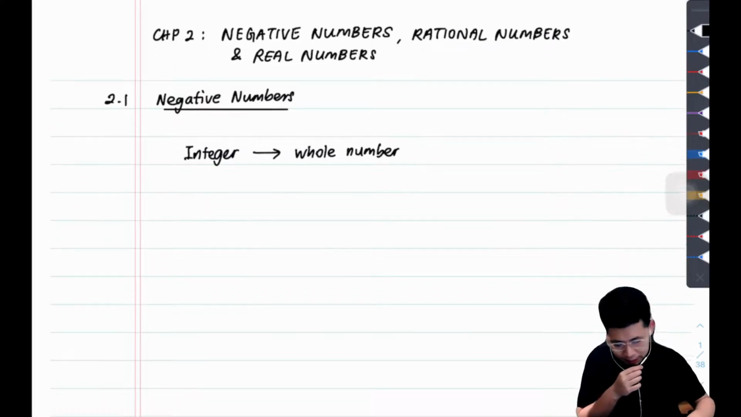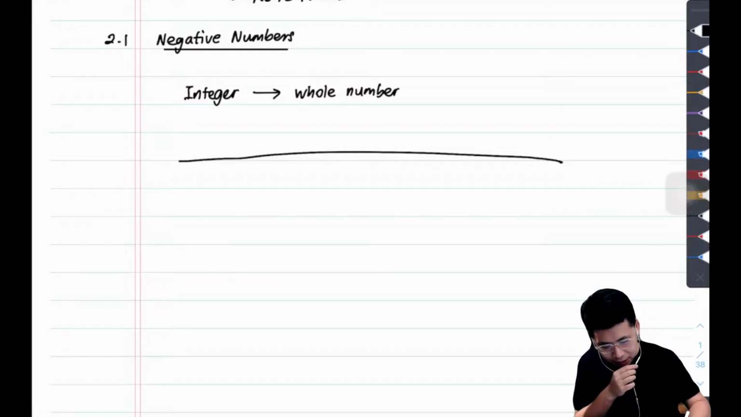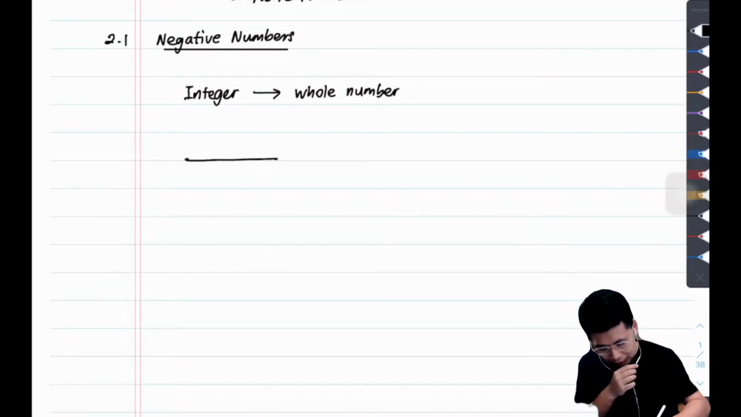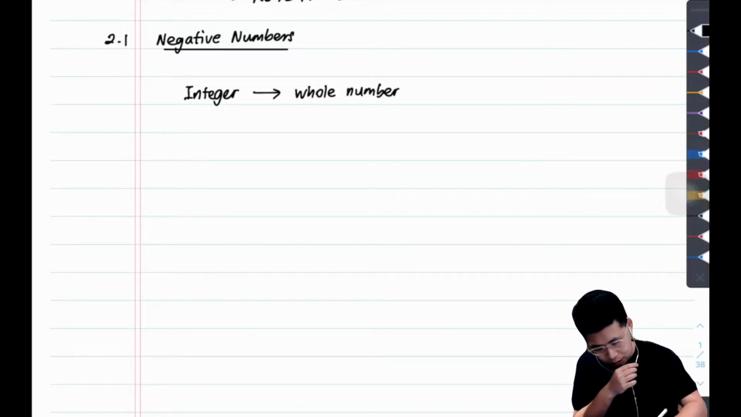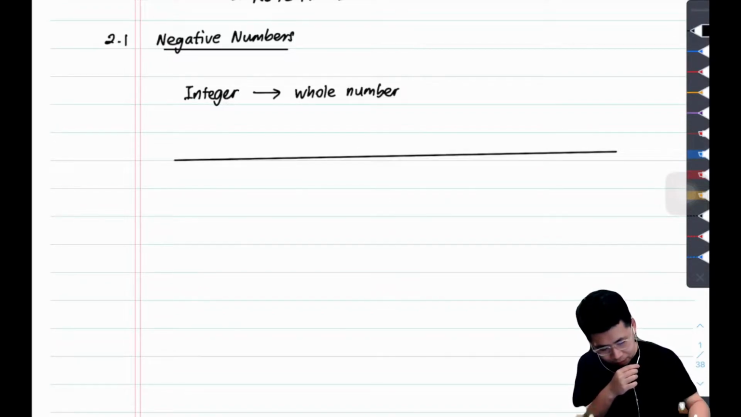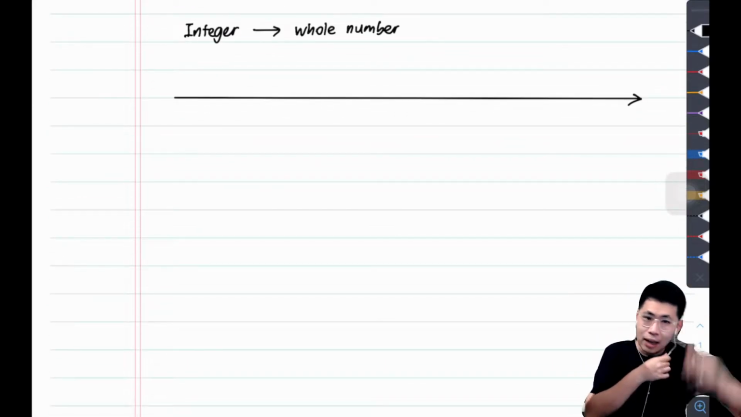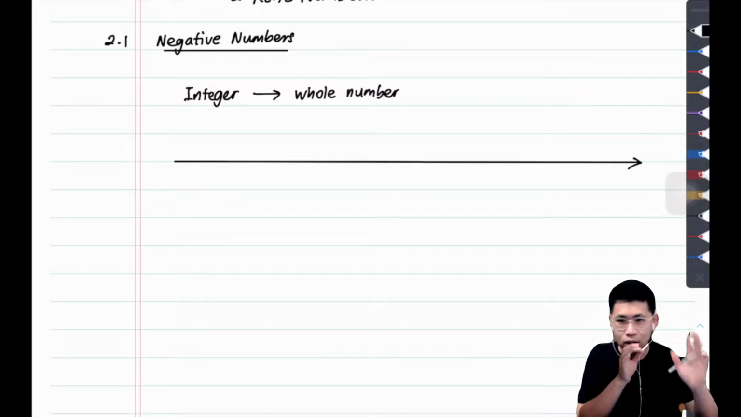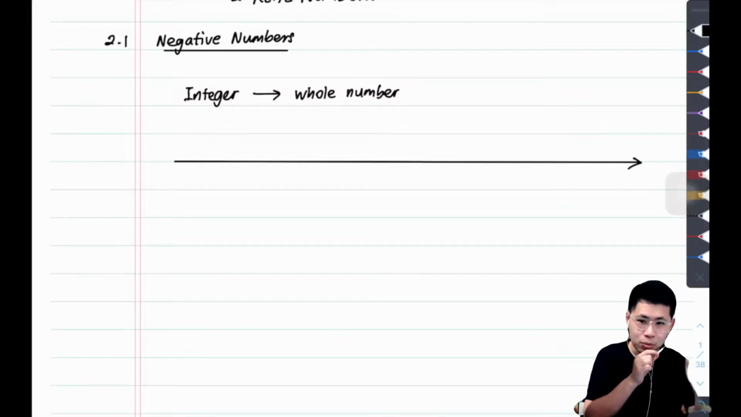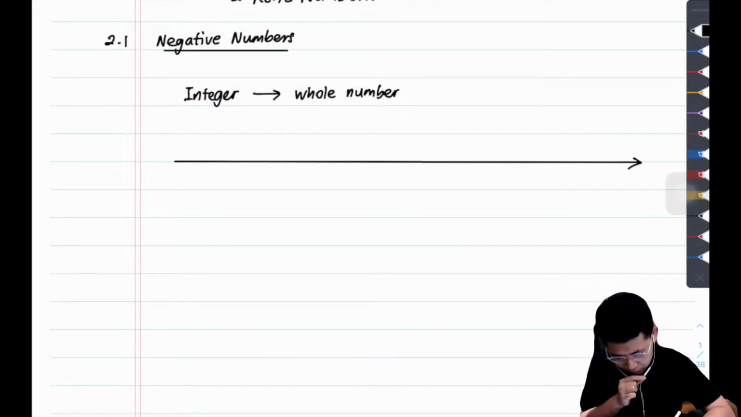Let's look at the second idea over here. Now what I'm going to do is draw a line, and I need to draw a really long line. This line over here, I'm going to call the number line. What I'm going to do first is split the line into whole numbers. Let me start with 0.